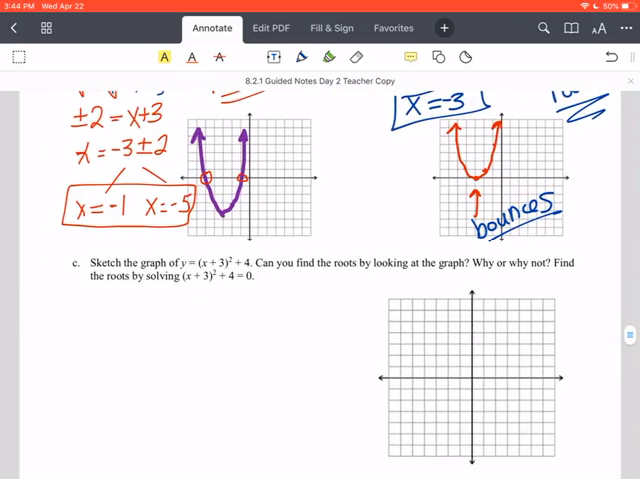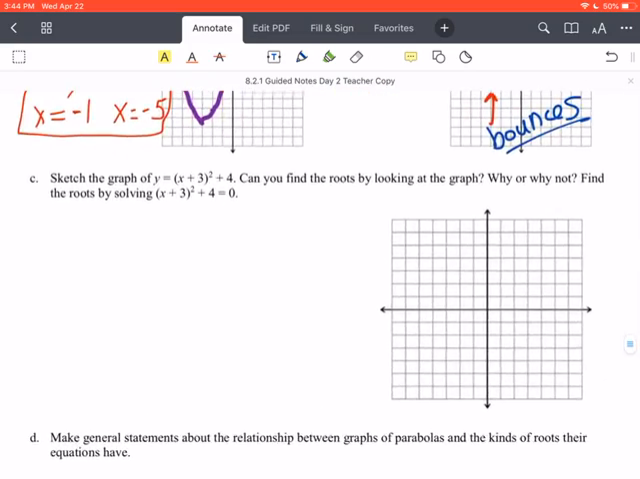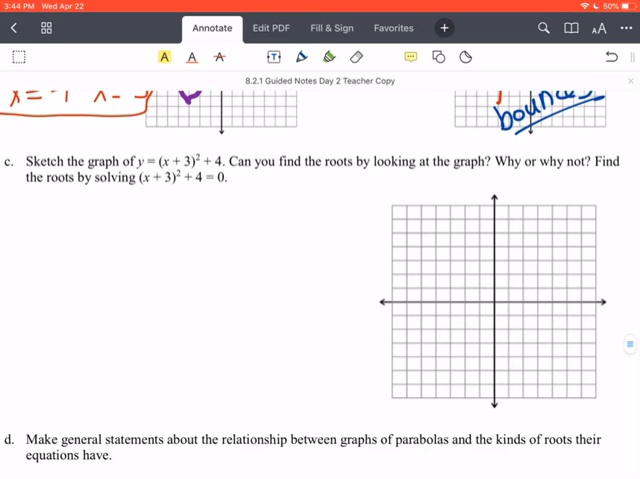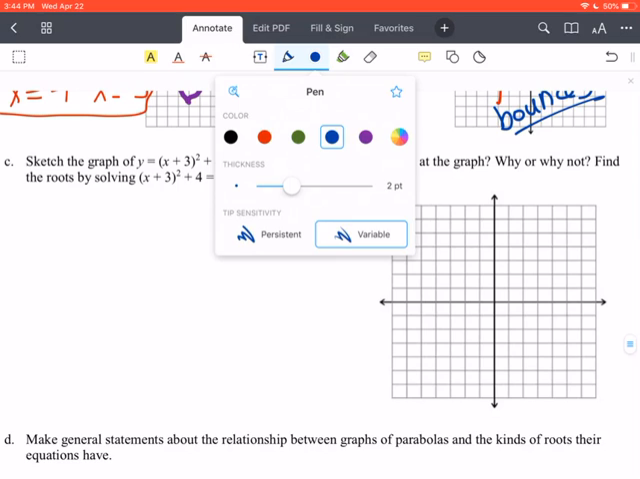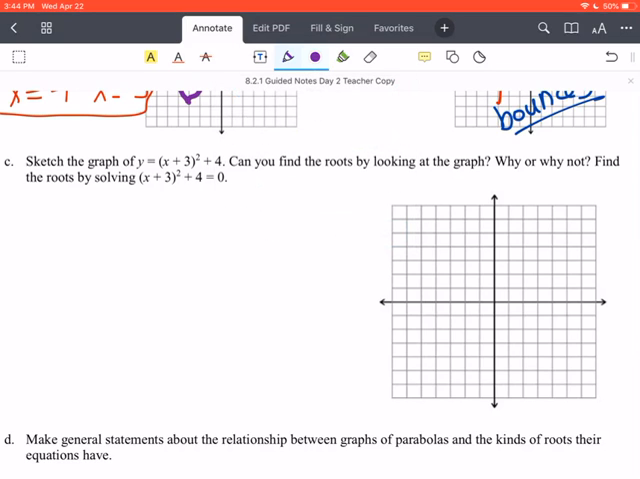Okay, the final task says to sketch the graph of (x plus 3) squared plus 4. So can we find the real roots by looking at the graph? Okay, well, let's go ahead and graph. The vertex is -3, positive 4.